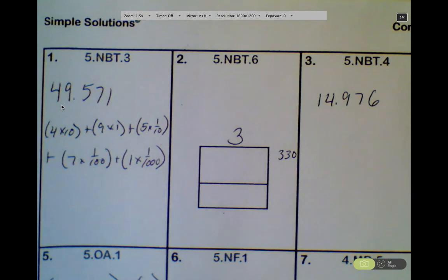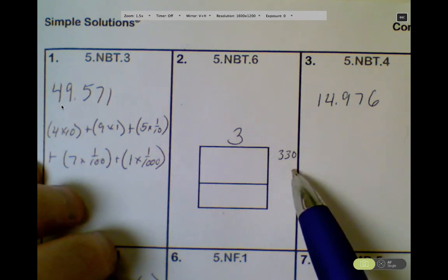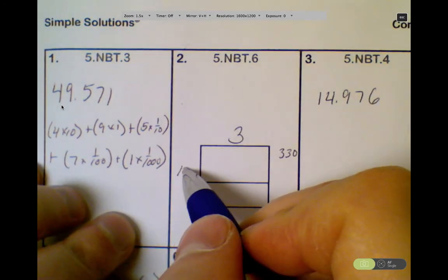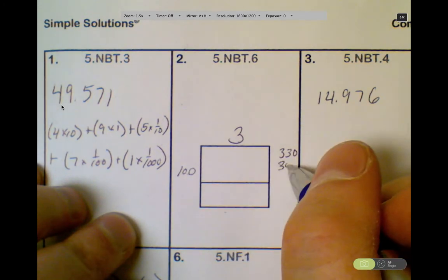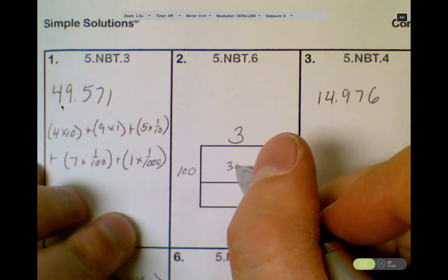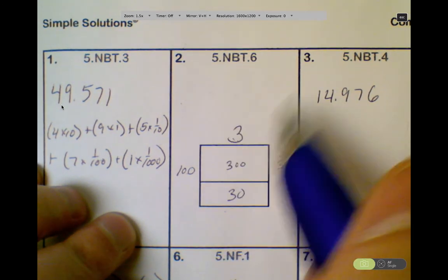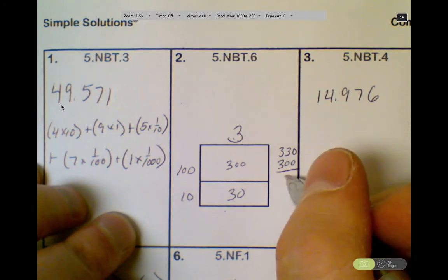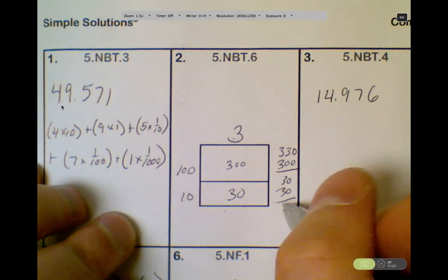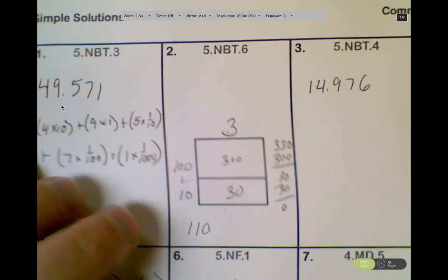Number 2, solve 330 divided by 3 using an area model. So I'm just going to find a power of 10 that can go into 330. I'm going to start with 100. 100 times 3 is 300. Okay, I've got 30 left over. And 30 times 10 would give me 30. And 30 minus 30 is 0. Therefore, I'm going to add these two numbers together, and my answer would be 110.